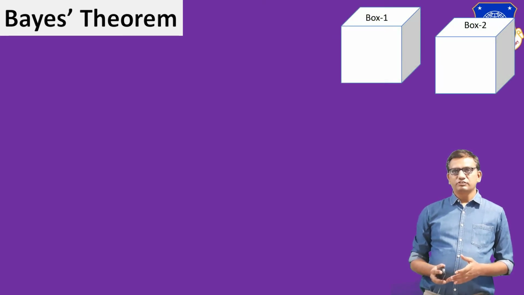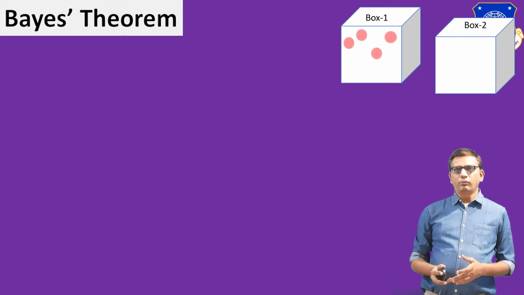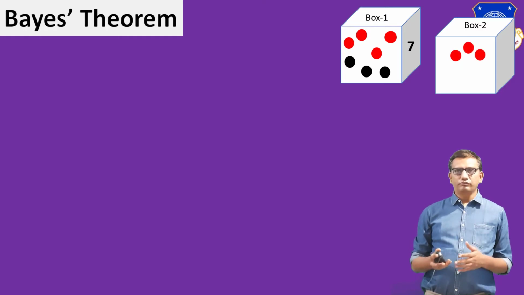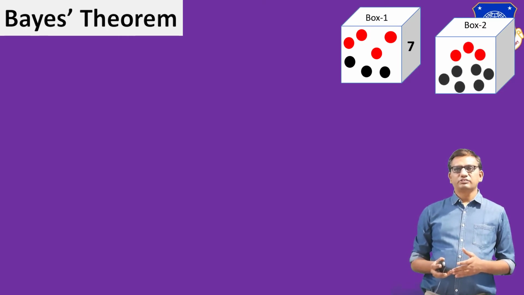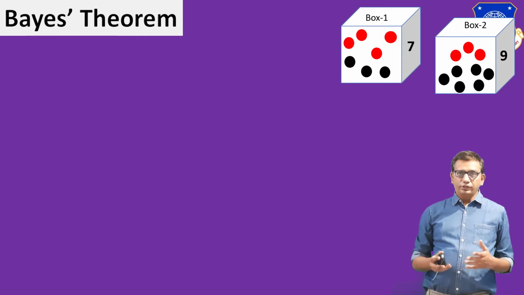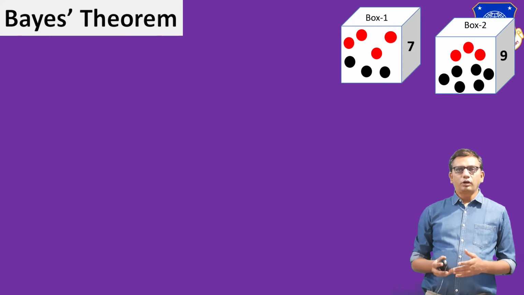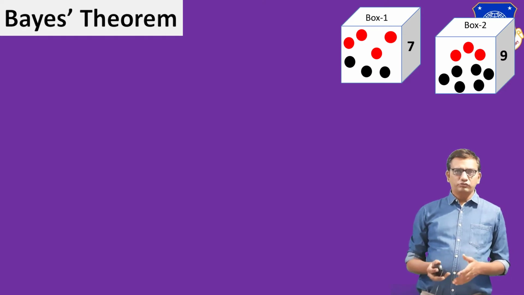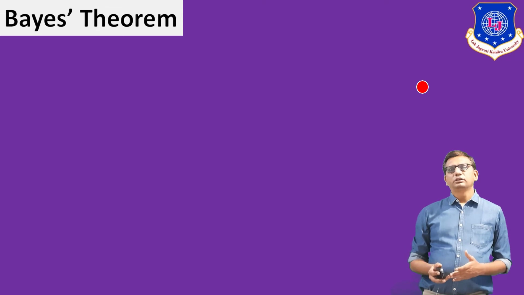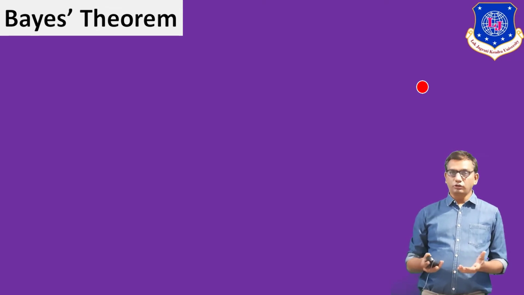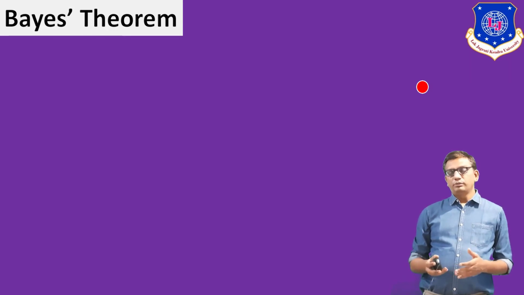Suppose two boxes have some balls of red color and black color. In box 1 we have 4 red balls and 3 black balls, total 7 balls, and in the second box we have 3 red and 6 black balls, so the total number of balls in the second box is 9. Now if we pick up one ball from those boxes and we don't know from which box we picked it, but it is a red ball, then what is the probability that it is from box one or box two? That type of probability is known as the posterior probability, and it is calculated by Bayes theorem.